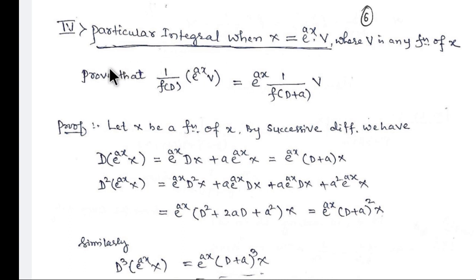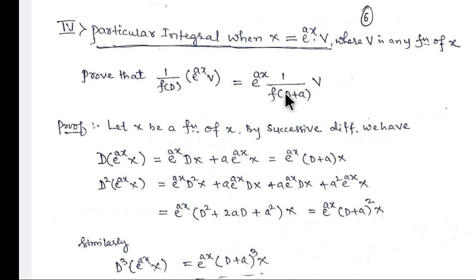This formula gives, you see that 1 by f(D) means this is the symbolic coefficient of y in the given equation. 1 by f(D) operating on this RHS, e raised to ax into V. The method says that shift this e raised to ax from the right side of this operator to the left side, provided we replace here in the function f of D, D by D plus a.